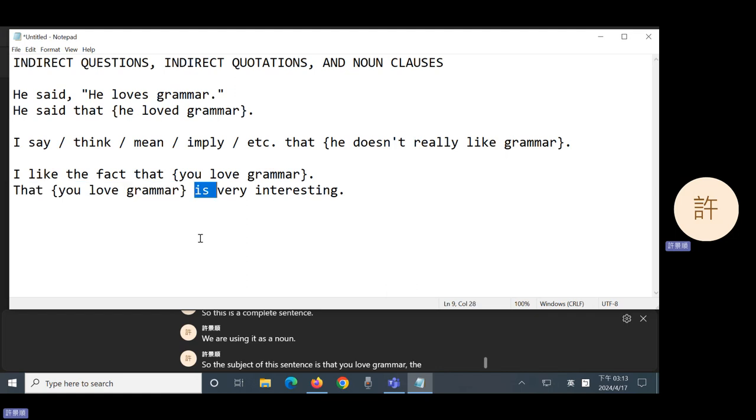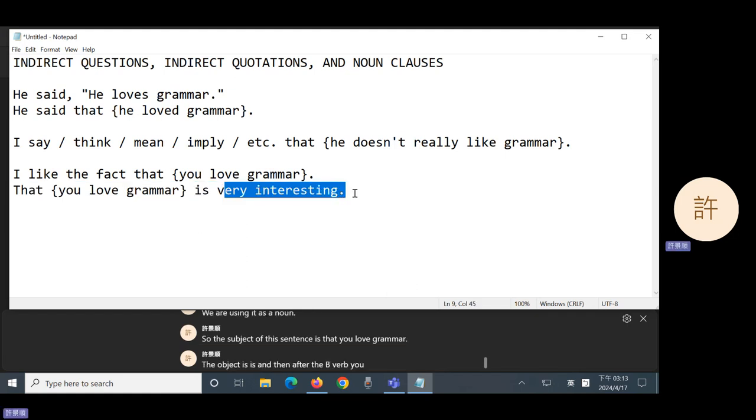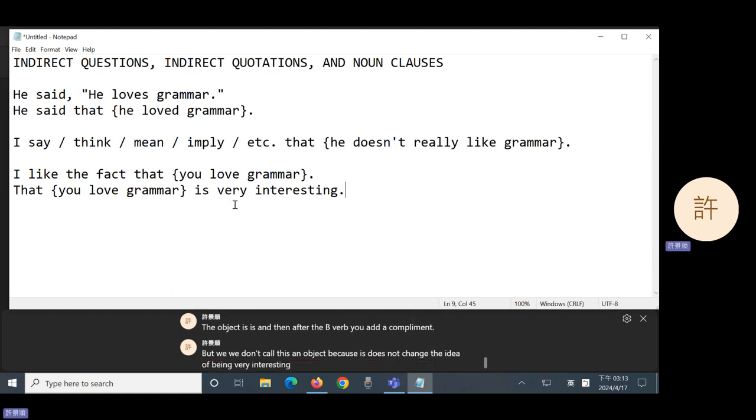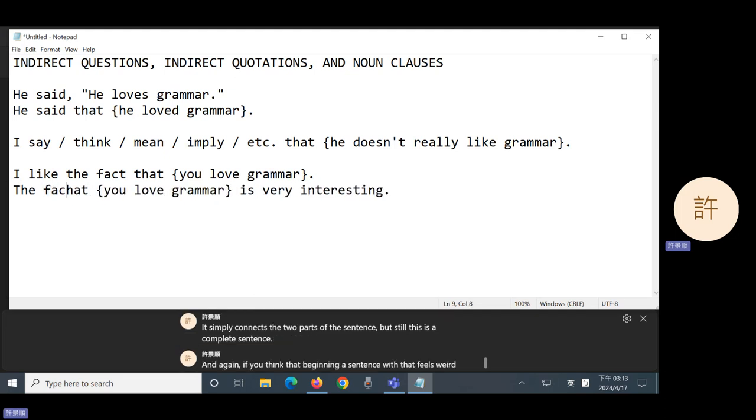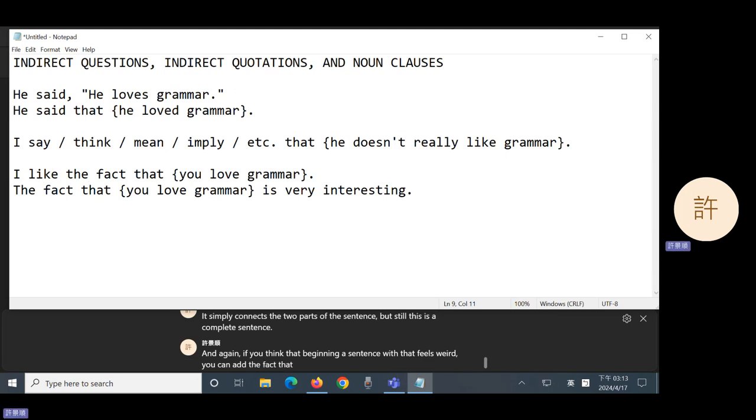The verb is. And then after the be verb, you add a complement. We don't call this an object because is does not change the idea of being very interesting. It simply connects the two parts of the sentence. But still, this is a complete sentence. And again, if you think that beginning a sentence with that feels weird, you can add the fact that. The meaning is the same.